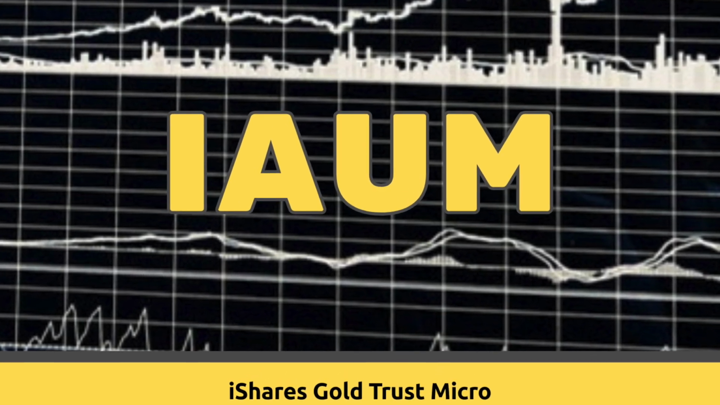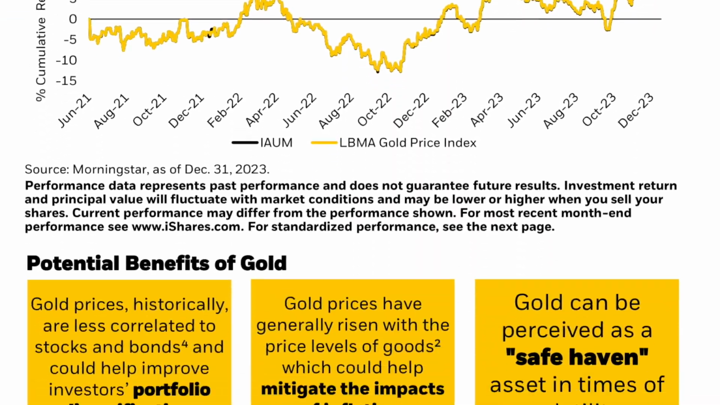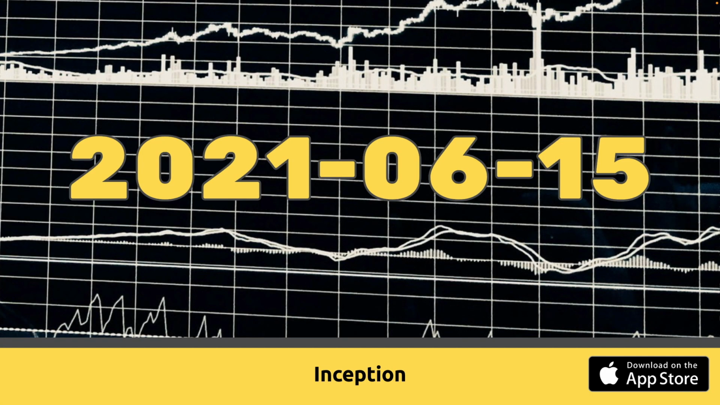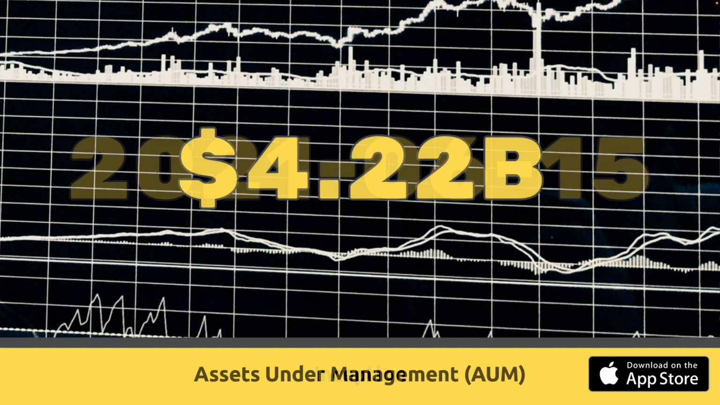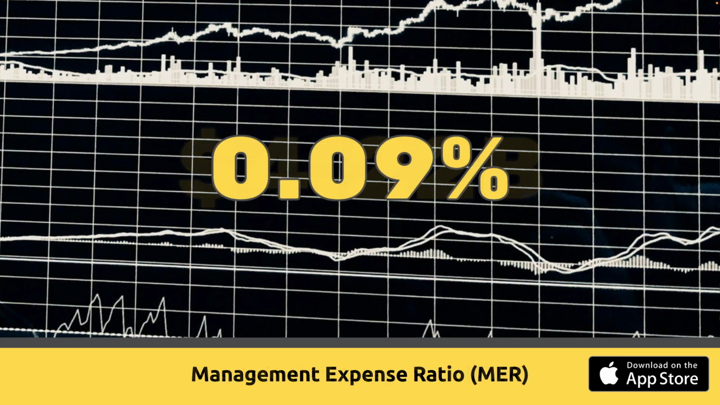IAUM. This is the iShares Gold Trust Micro. This ETF seeks to track the price of gold. This investment was incepted back in 2021. There are currently over $4 billion in assets under management. The expense ratio is 0.09%.